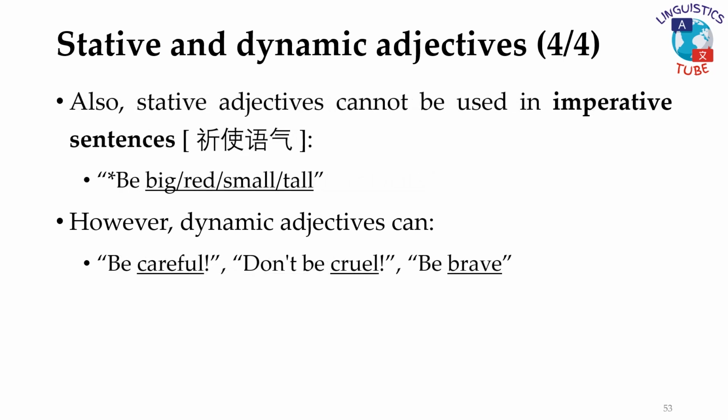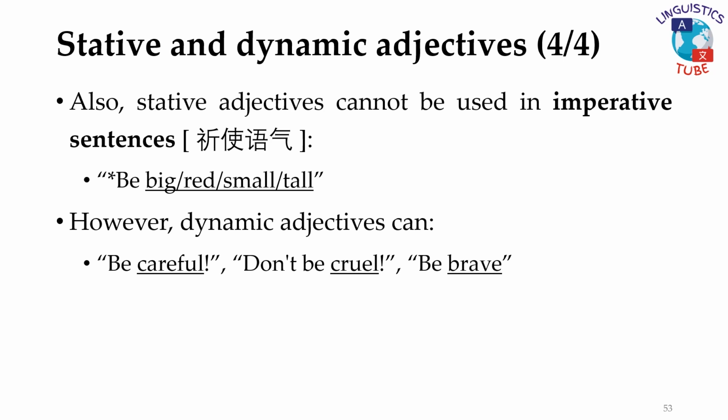The second rule is regarding imperative sentences. These are commands or orders, and always begin with a verb. For example, sit down, go away, be quiet. Stative adjectives cannot be used in this type of sentence, so it sounds strange to tell someone to be big, or be red, be small, or be tall.